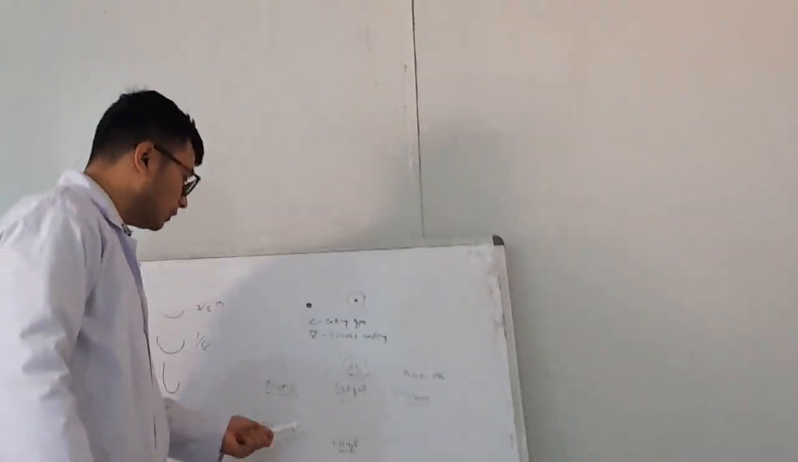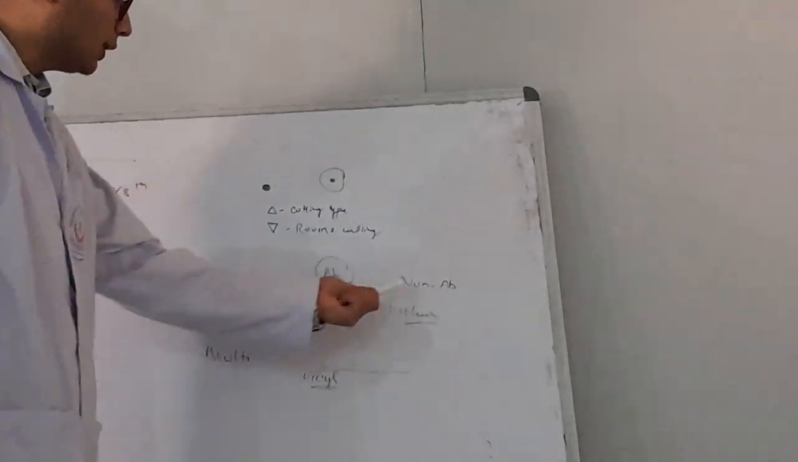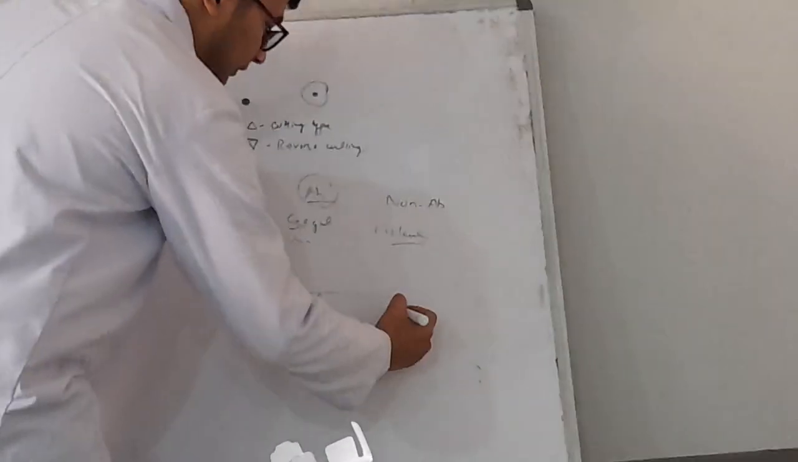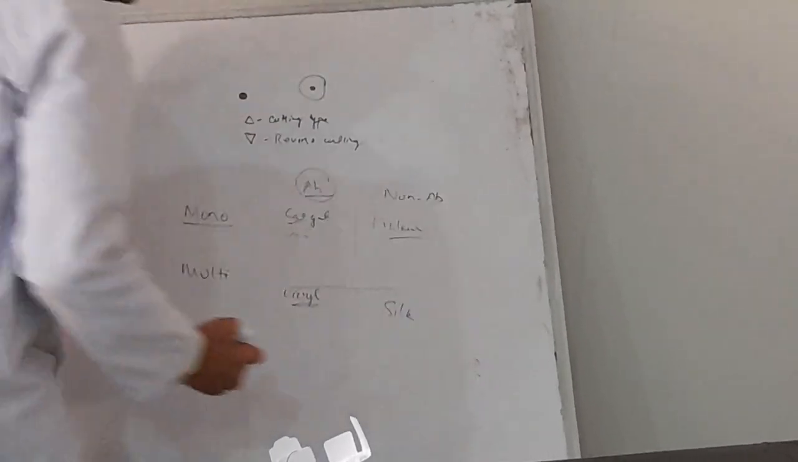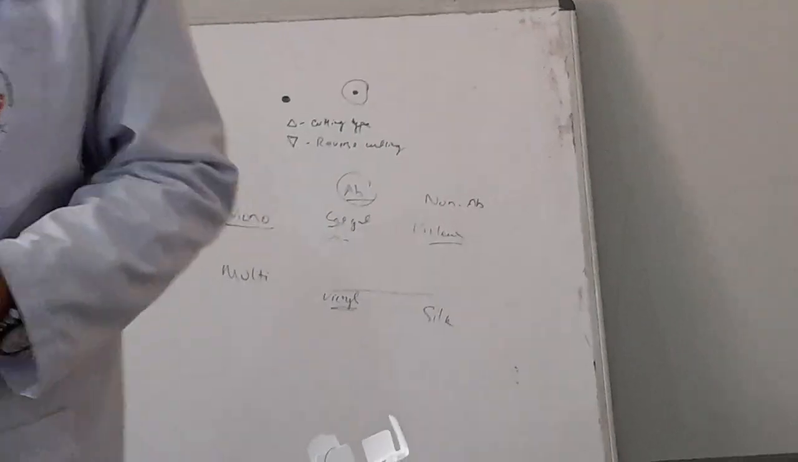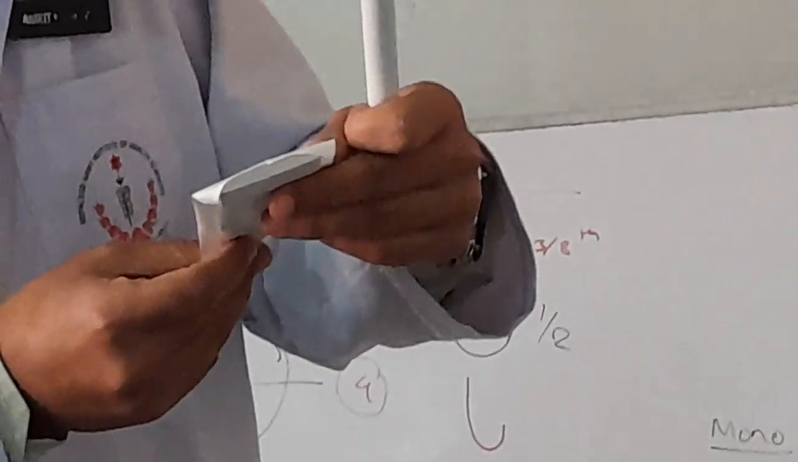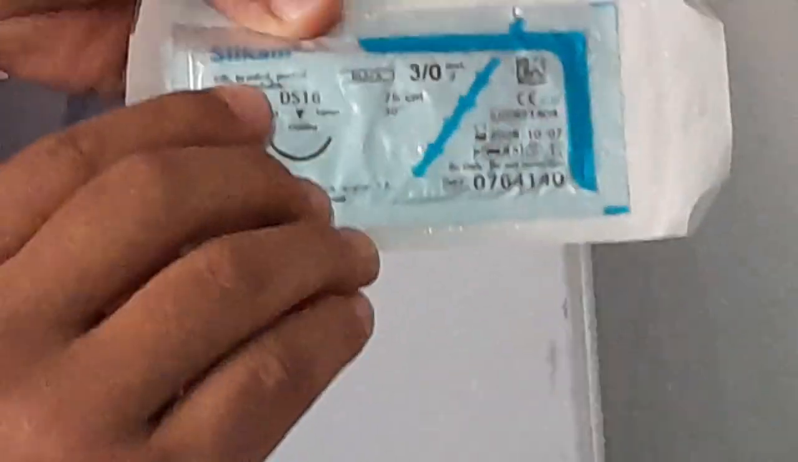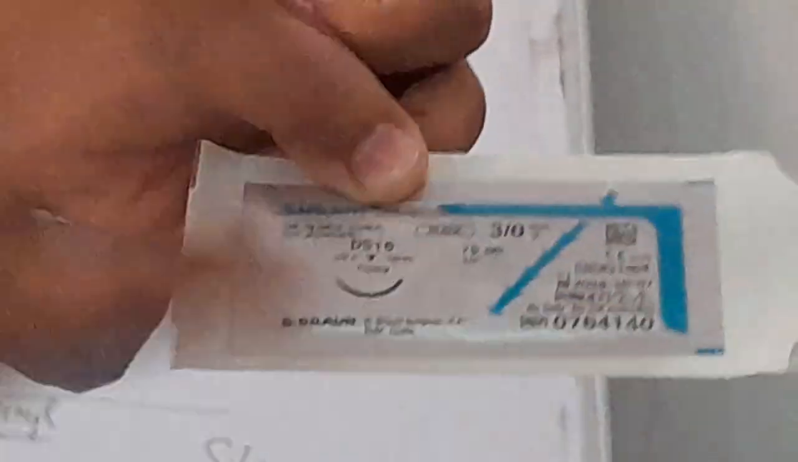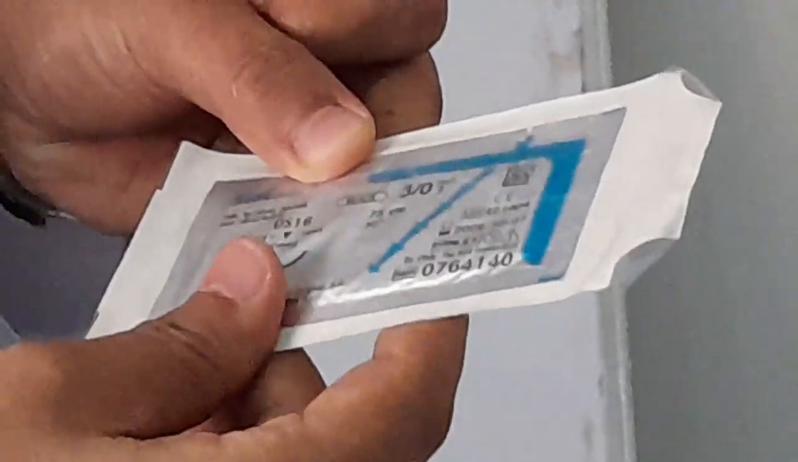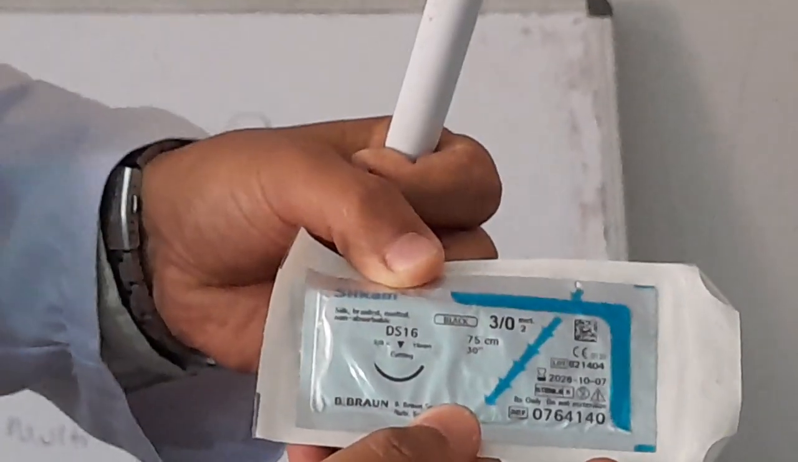Another type is the multifilament non-absorbable suture, that is silk sutures. It can also be synthetic type. So we have lots of silk sutures here. You see here, this is silk and it is labeled braided. It means that it is multifilament. So yes, this is a non-absorbable multifilament type of suture.